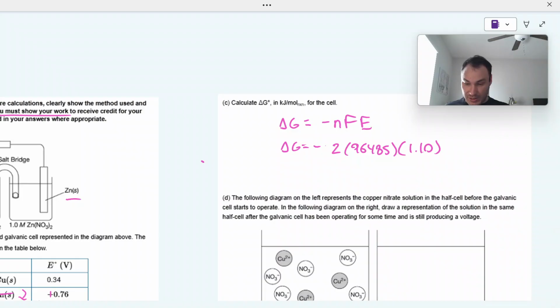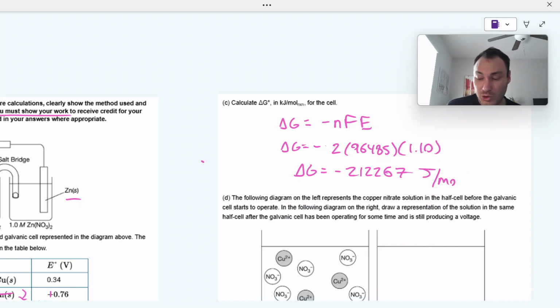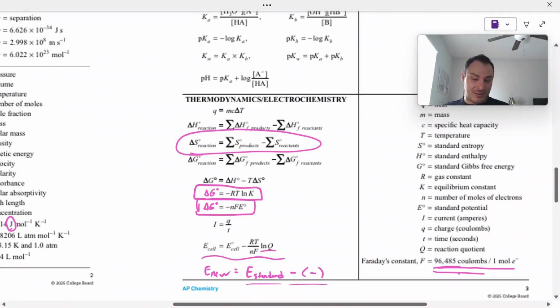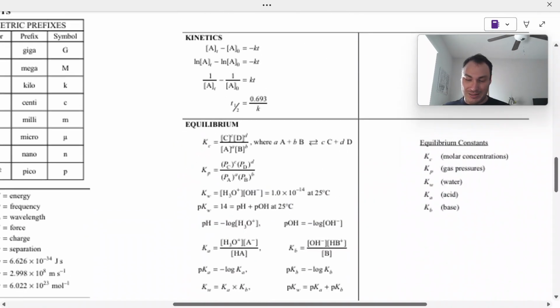So it is a 2, and if we do that calculation, 2 times 96485 times 1.1, we get an answer of negative 212,267. That's going to be, however, in joules per mole. Now, the reason it's in joules per mole is if we go back to the equation sheet, man, I did this a lot in the multiple choice. I kept on going back to the equation sheet.